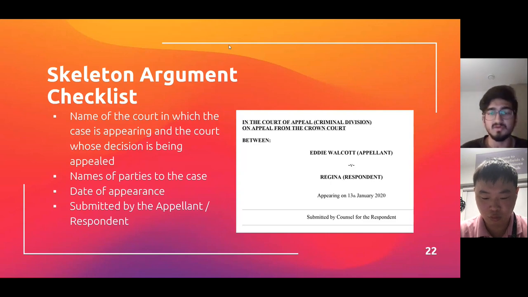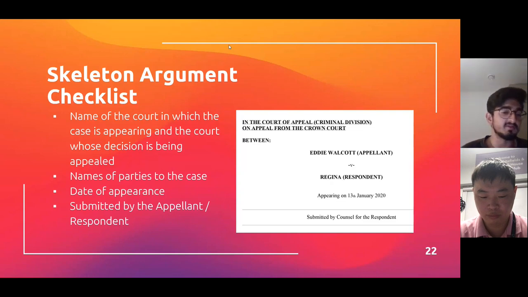If the moot problem is in a criminal case, please make sure to mention that at the top left, as is the case with this particular example, in the Court of Appeal criminal division, and again on appeal from the Crown Court. Secondly, always include the full names of the parties to the case.